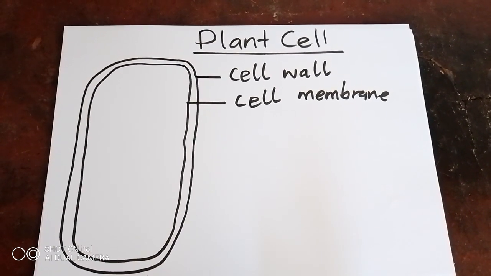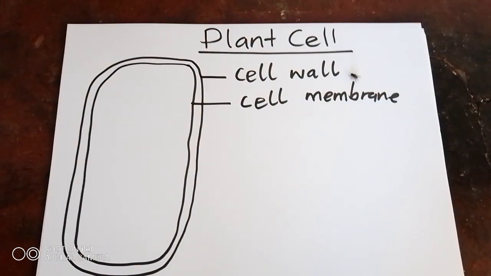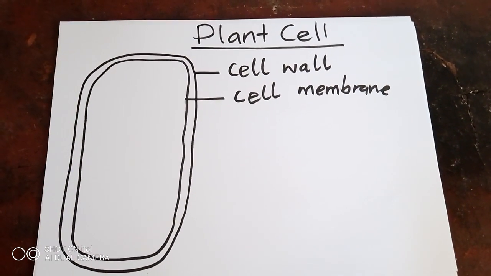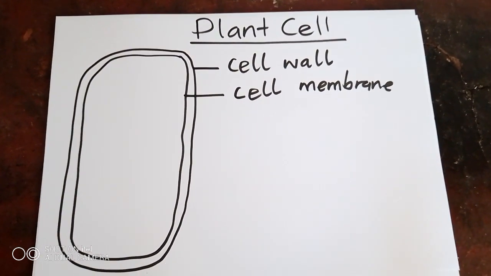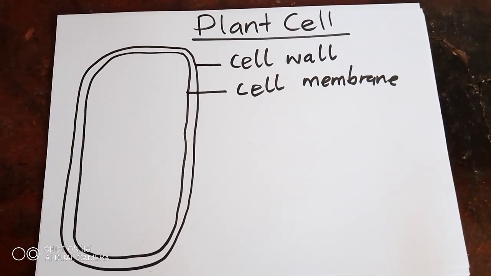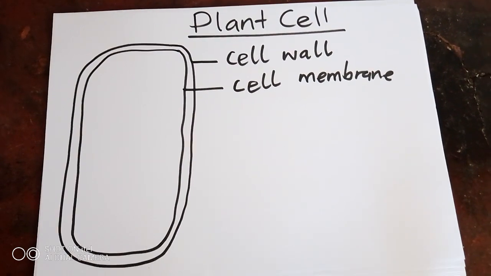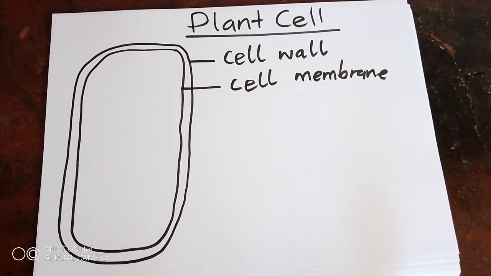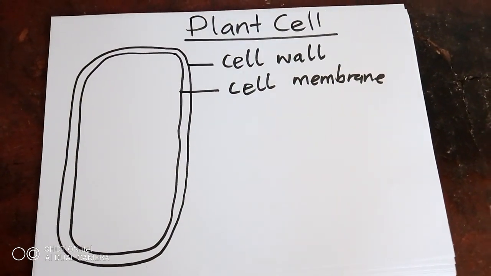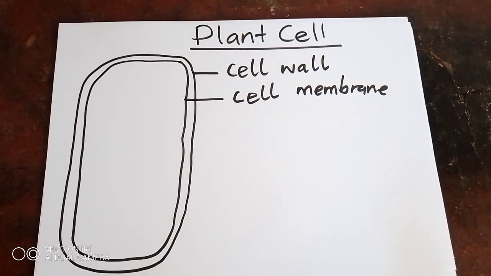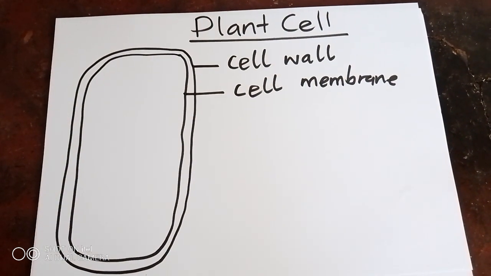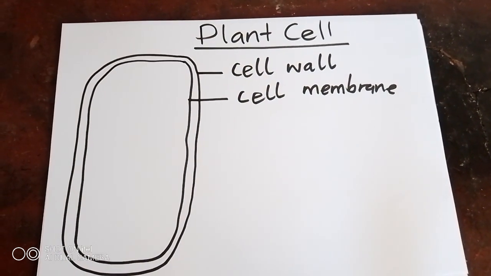This cell membrane surrounds the plant cell. So its function, like we have said before when we were talking about the animal cell, is that it controls what goes into or comes out of the cell. We say that the cell membrane is semi-permeable, meaning that it is selective. Why is it selective? Because it only allows certain substances to pass in and out of the cell. The cell membrane also lies under the cell wall of a plant cell.